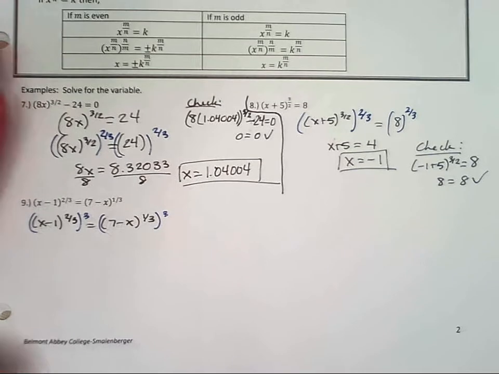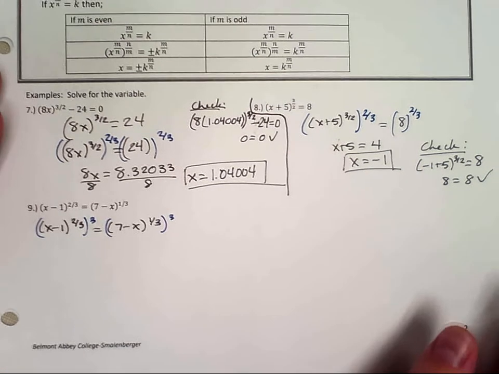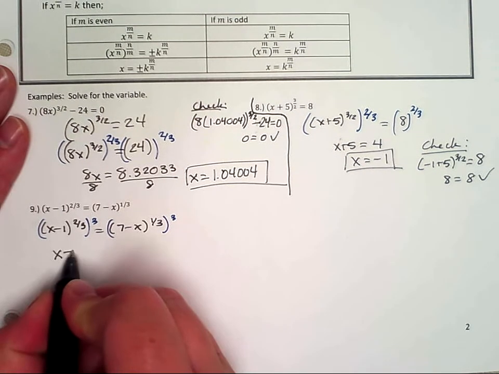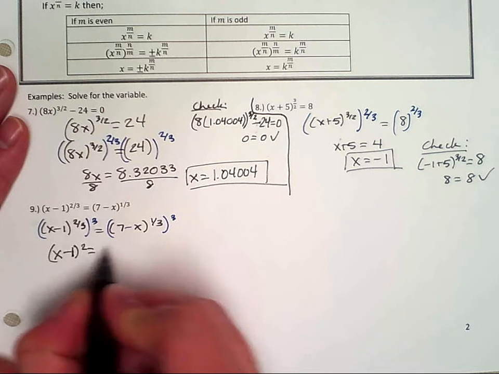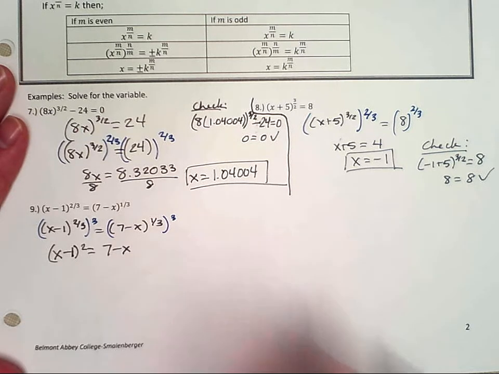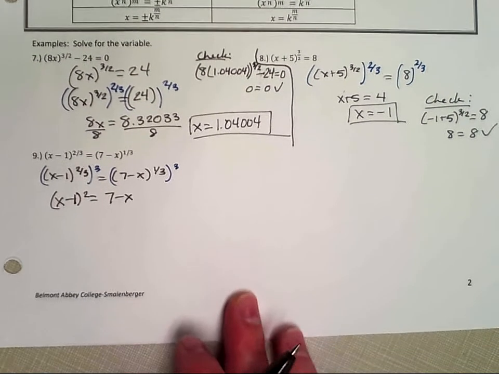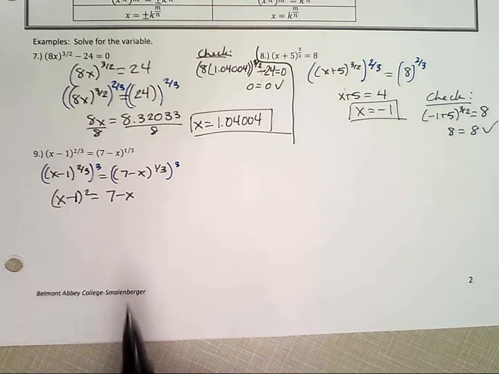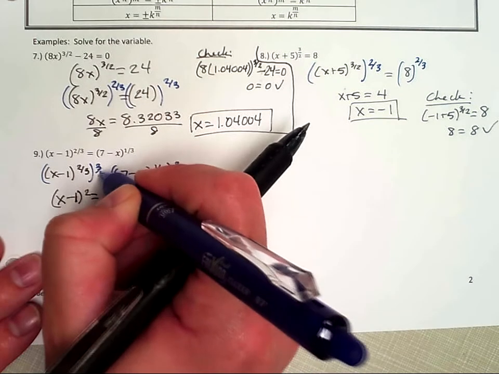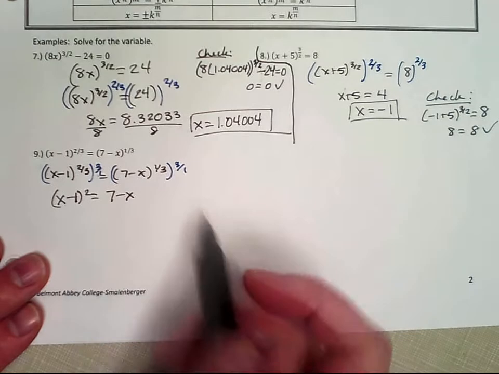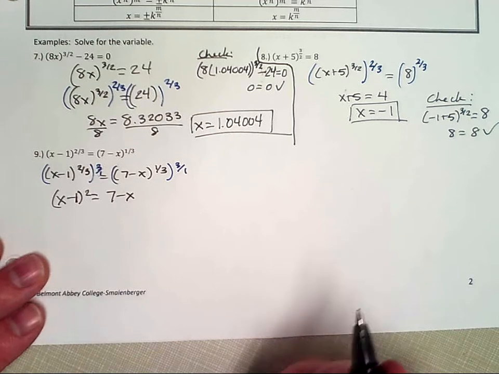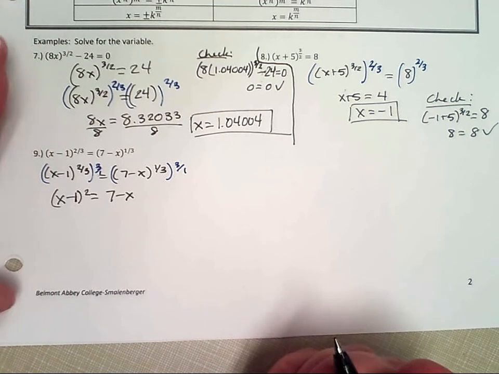If you would have raised it to the 2 over 3, then you could just do the square root stuff. I'm just trying to think ahead without writing to save myself a little bit of work. But if that's what you do, that's totally fine. So I have x minus 1 squared equals 7 minus x. Just from rules of exponents. Use those rules of exponents. I'm multiplying these exponents, and that's what I'm left with.